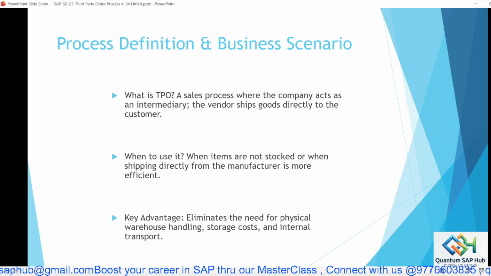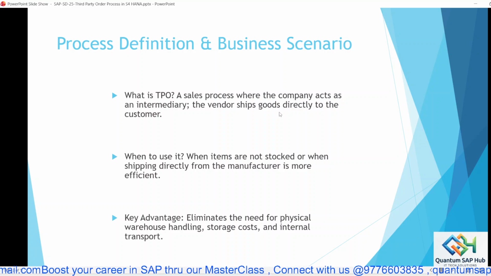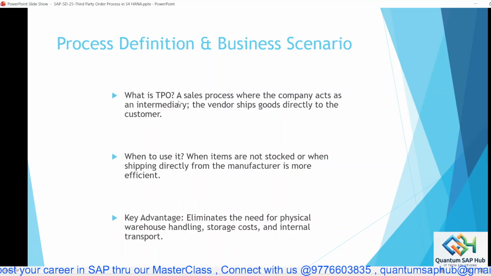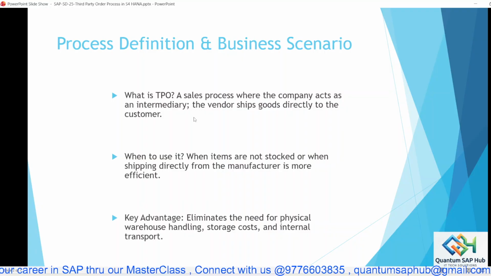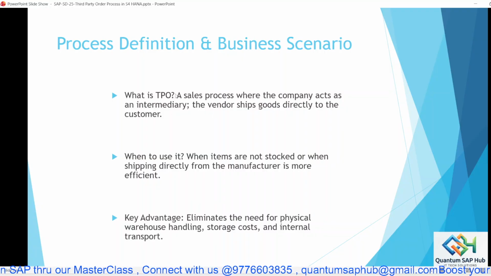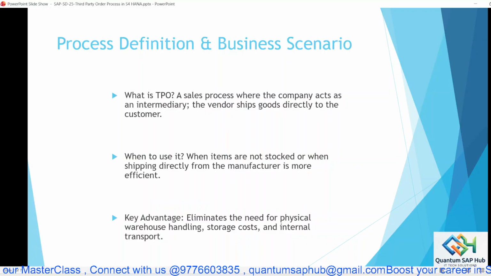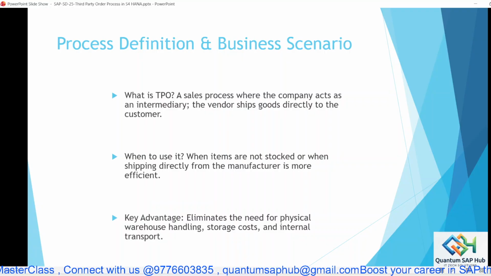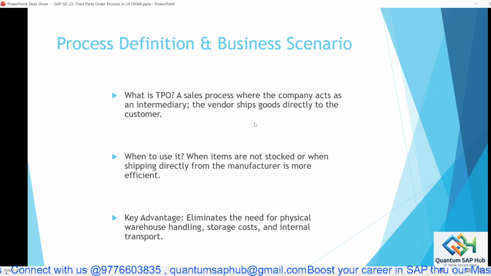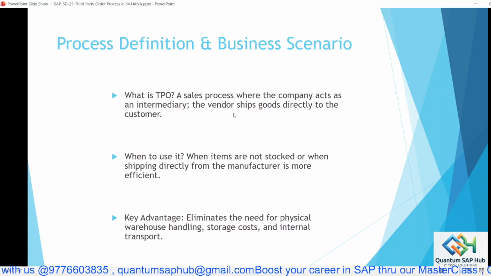The TPO is the process where the company acts as the intermediary. The vendor ships goods directly to the customer. Here, suppose we have a trading good, and generally the trading good is not available at our location. So what we can do, we can take it from an outside vendor and it is shipped directly from the vendor, and billing will happen from our company itself to the customer.